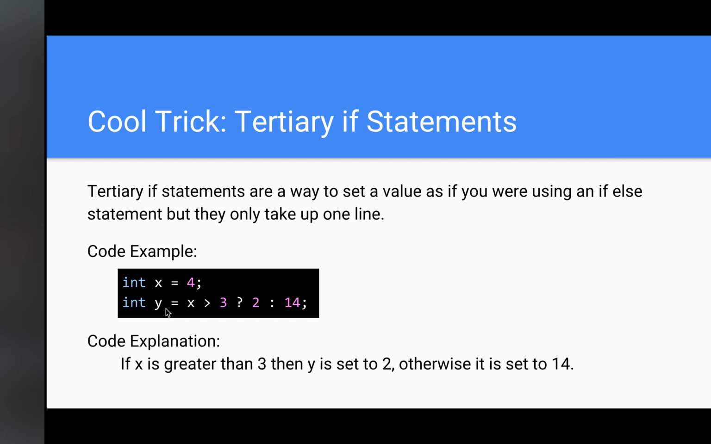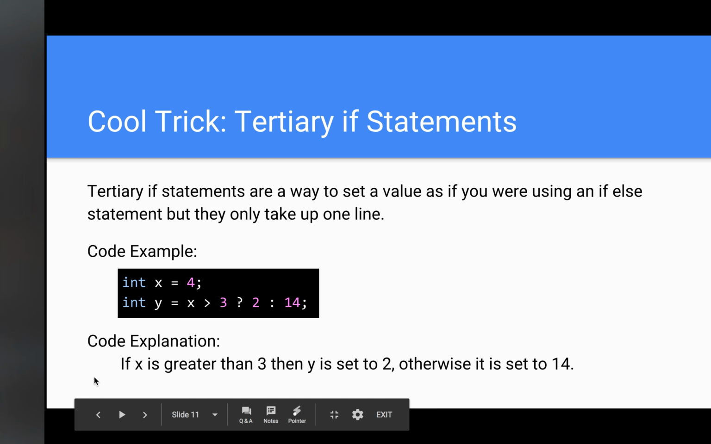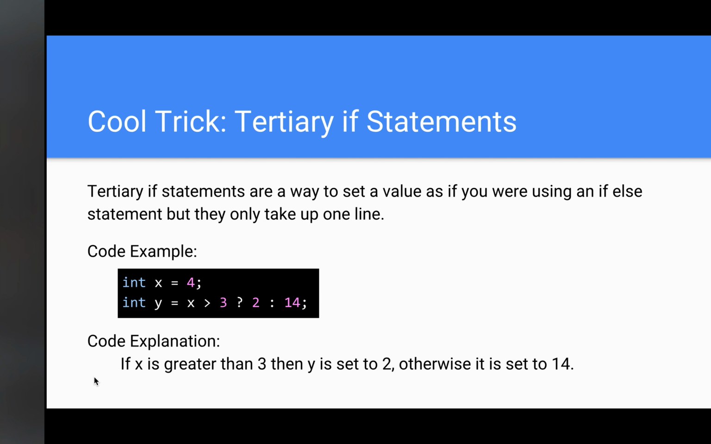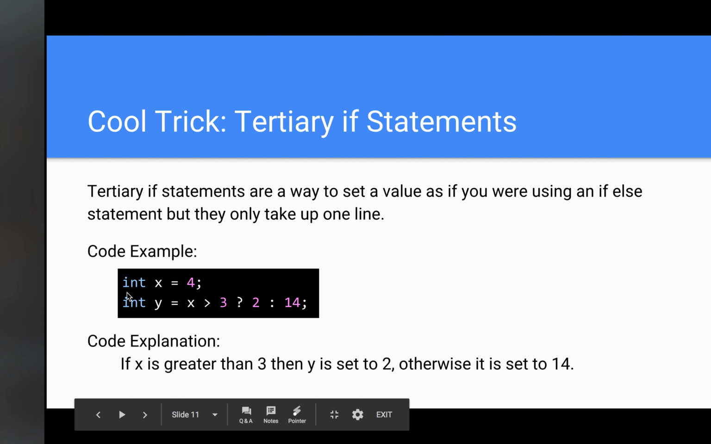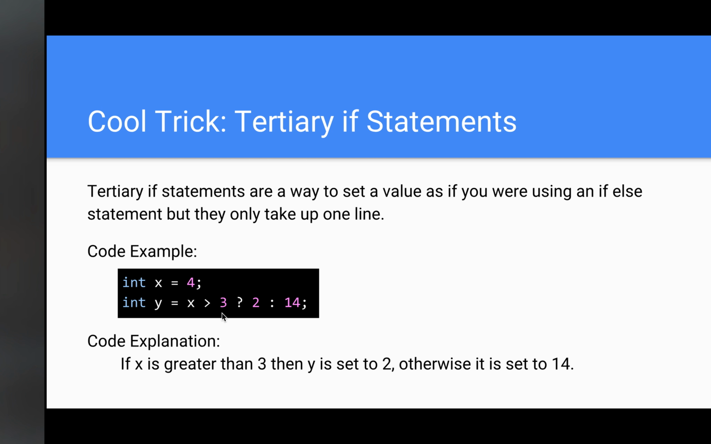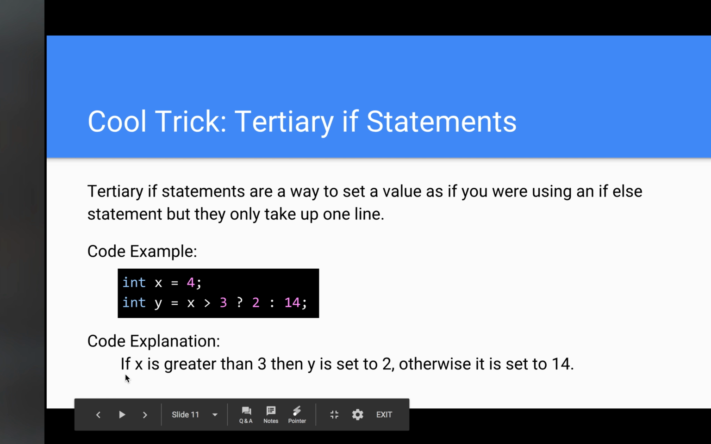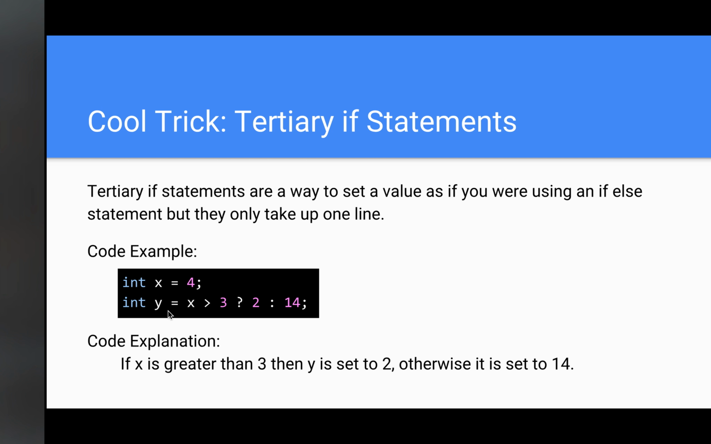Okay, so a cool trick is a ternary if statement. A ternary if statement is a way to set a value as if you're using an if-else statement, but it only takes up one line. So here's an example. I have int x equals 4, and I say int y equals x greater than 3, question mark, 2, colon, 14. And what this means is that if x is greater than 3, set y to be 2, otherwise set it to be 14. So in this case, y would end up being 2 because x is greater than 3.